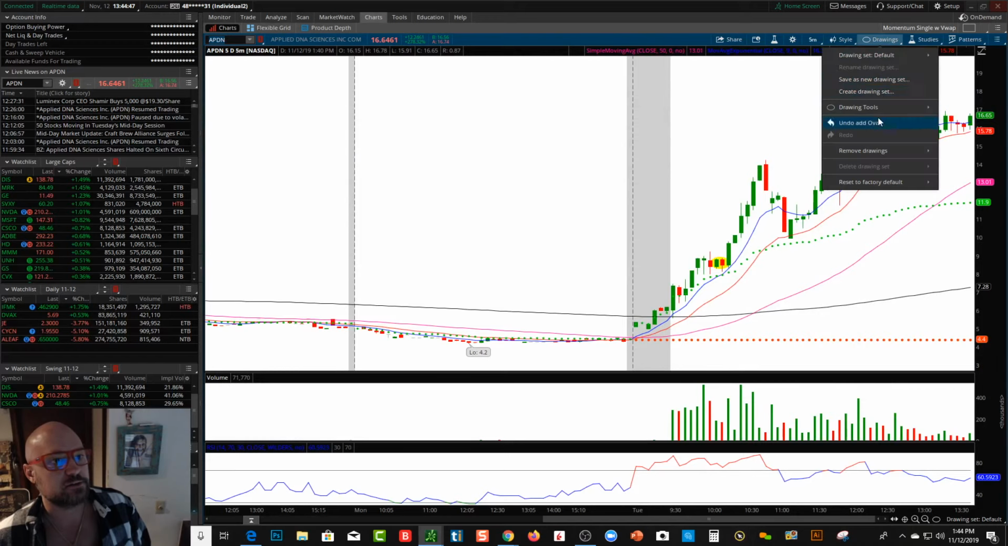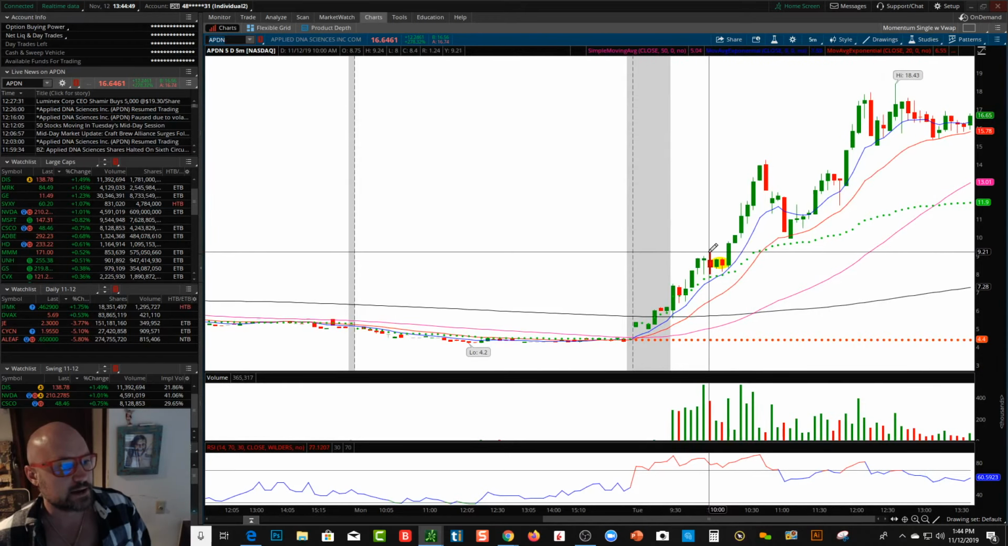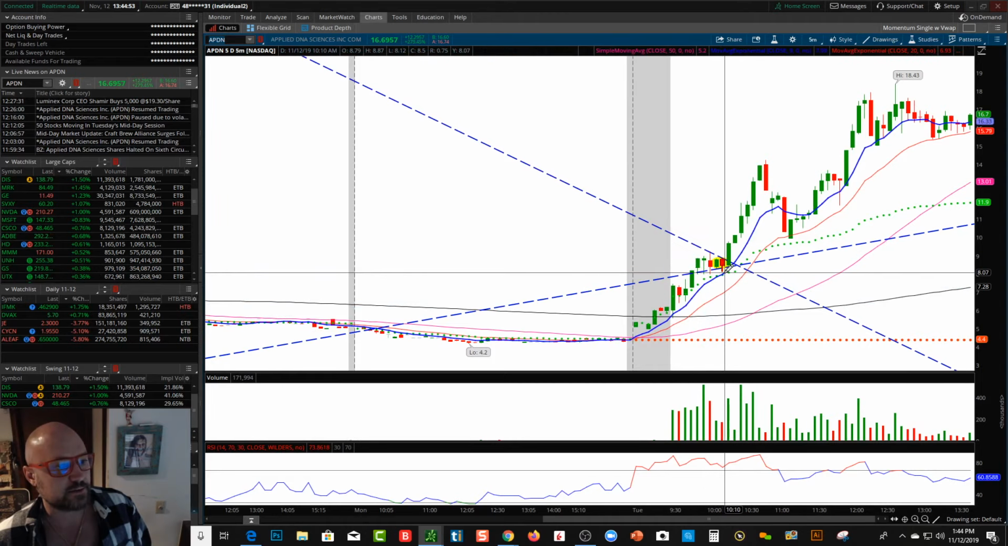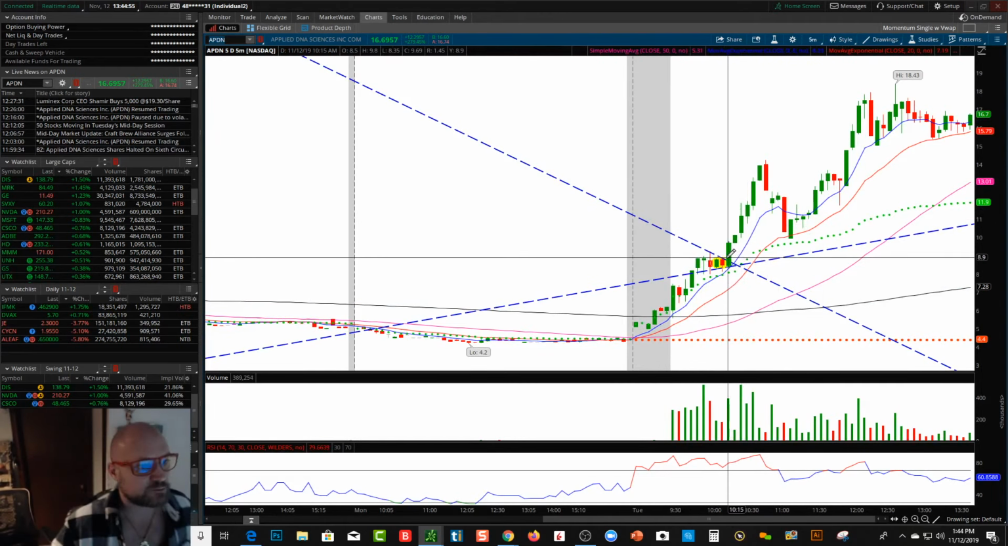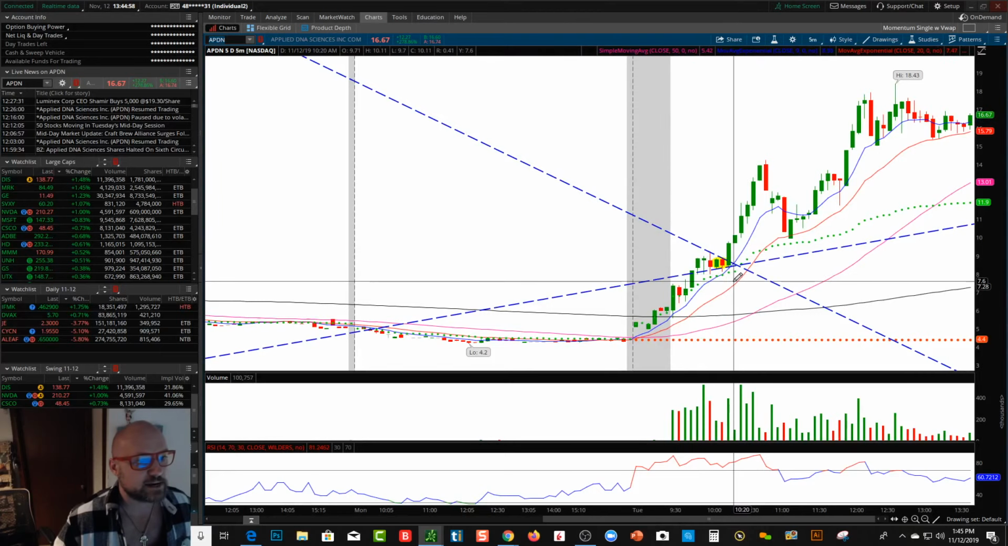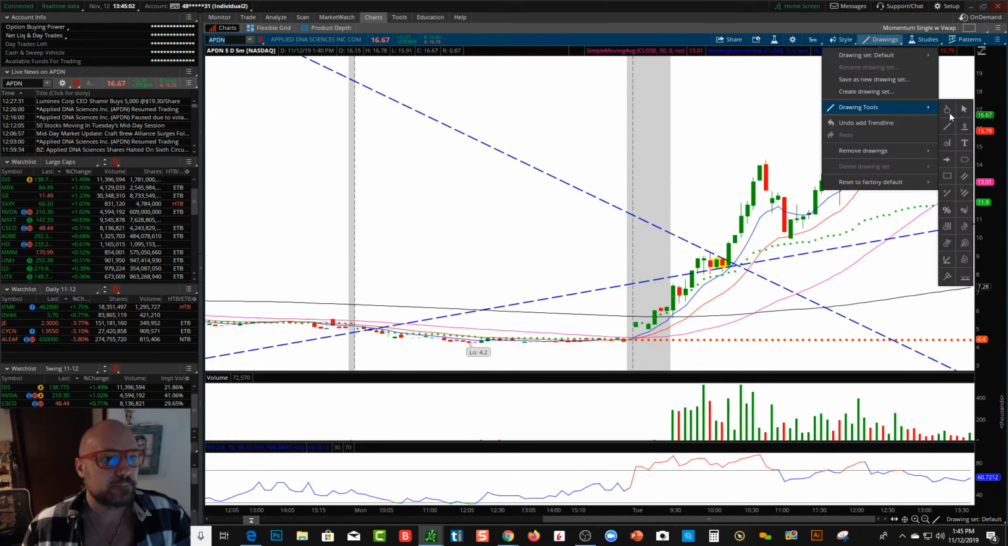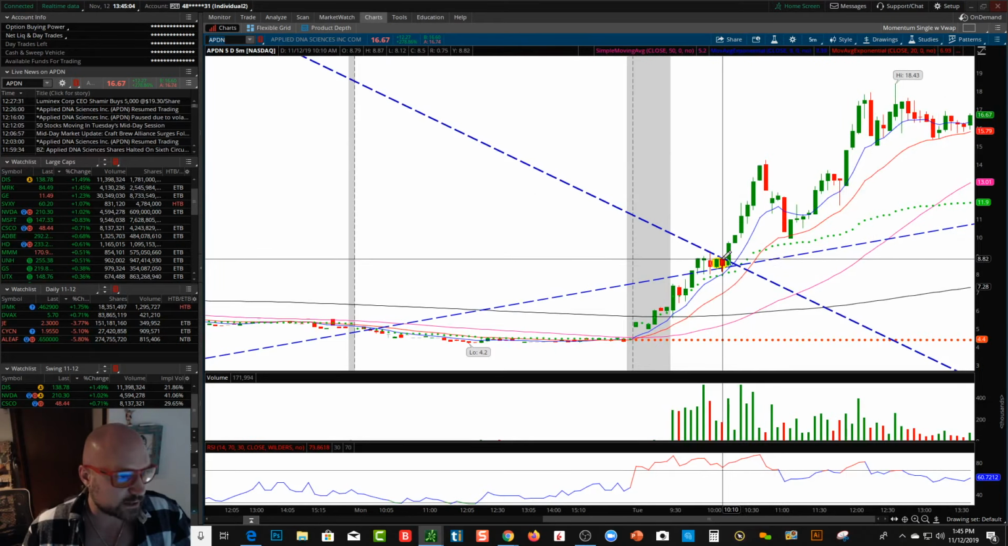Initially I'm drawn right here. So my eyes are looking right here. It breaks out, pulls back here. So you can say, oh wow, that's really great to get in on that 5 minute pullback right here, right? Well, hold on. Before you do that, let's take a look at the risk on that candle.